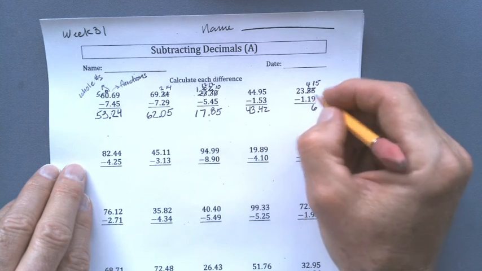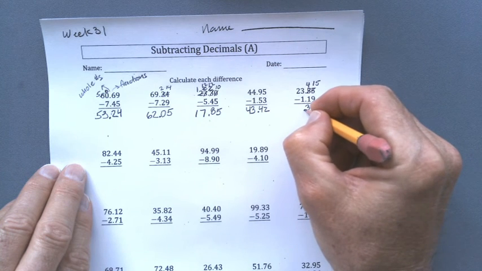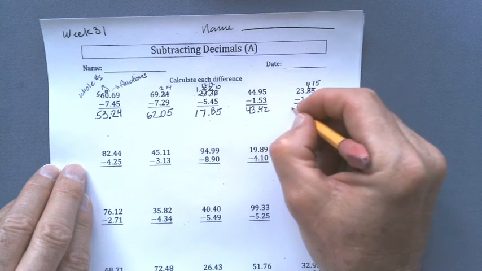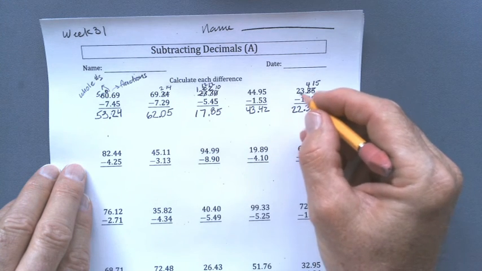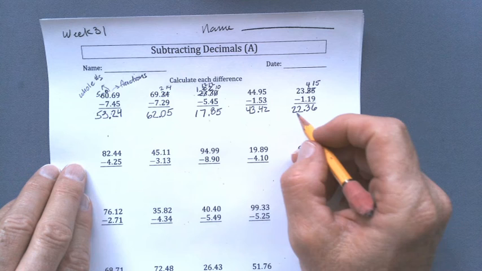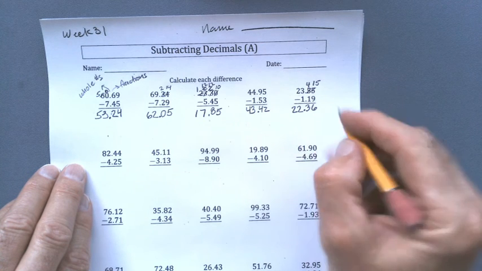4 minus 1 is 3. Bring our decimal point down. 3 minus 1 is 2, and then we have 2 that we don't have to do anything with. We're just going to bring it down. That's staying up there, and we're just going to bring it down. This is 22 and 36 hundredths.